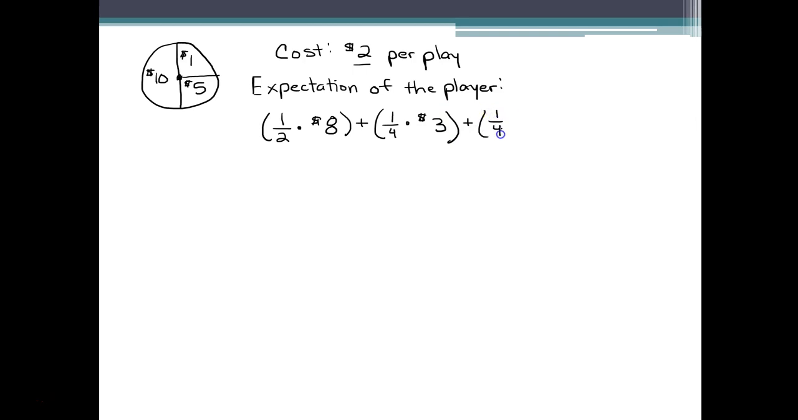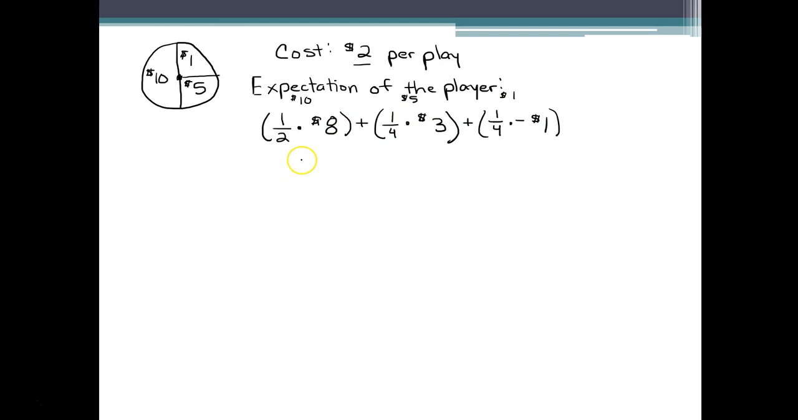And then for the $1 slot, probability of landing there is 1/4, and they'd actually walk away negative $1. Their wallet had to pay out $2, they only got $1 of that back. So they lost $1 basically. So this is for landing on the $10 spot. This is for landing on the $5 spot, and this is for landing on the $1 spot.